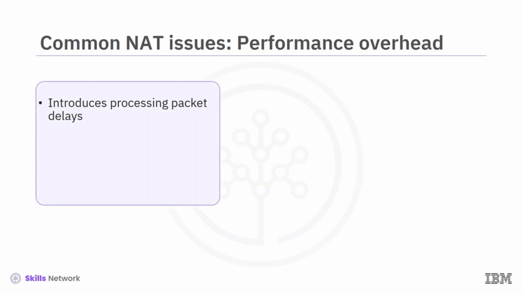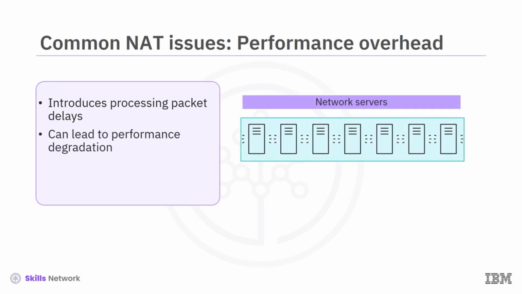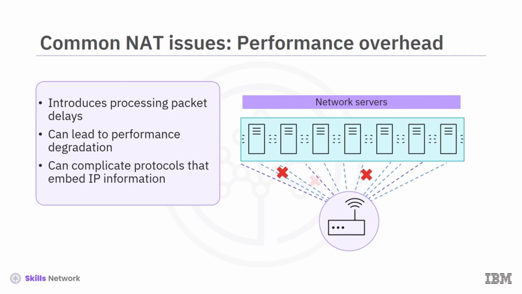NAT introduces some delay in processing data packets because the router needs to translate the IP addresses. In high-traffic networks, this can lead to performance degradation. Additionally, NAT can complicate protocols that embed IP address information within the payload, such as session initiation protocols, called SIPs, used in voice-over IP applications.